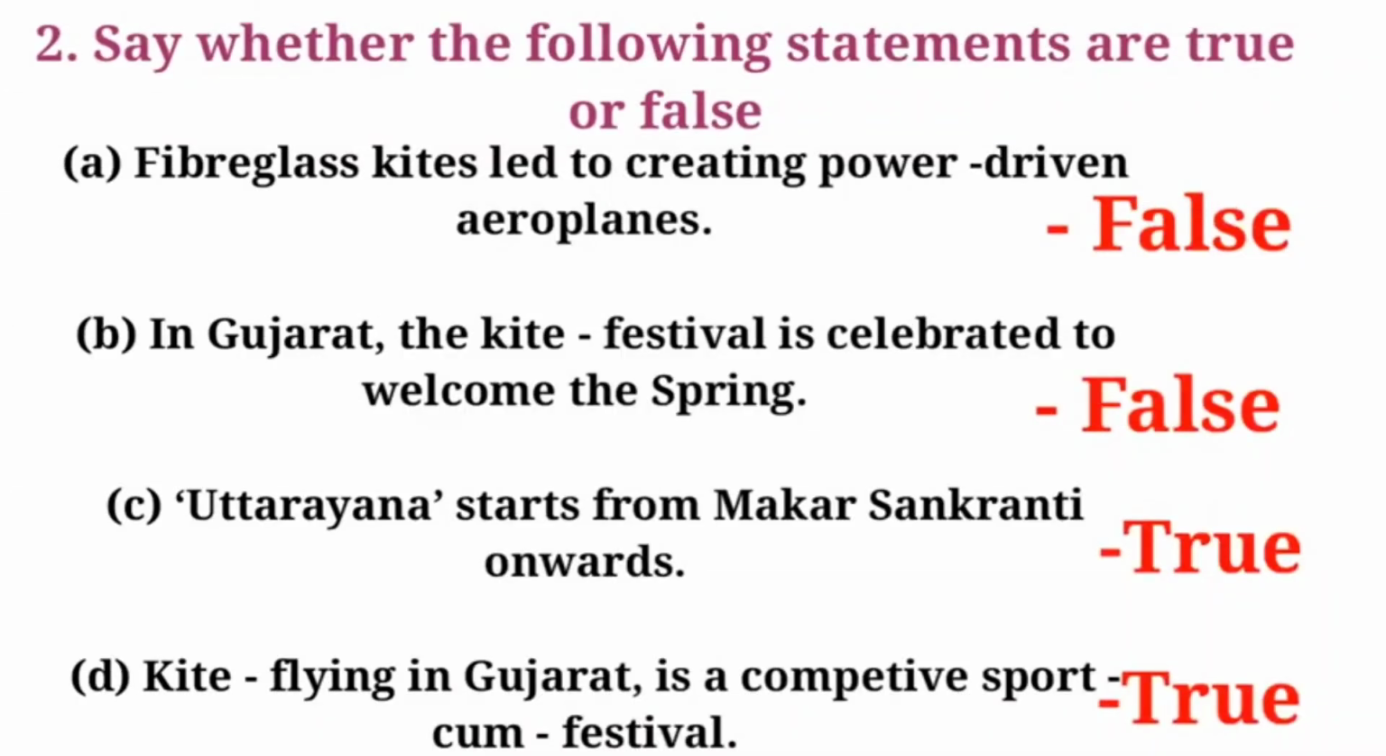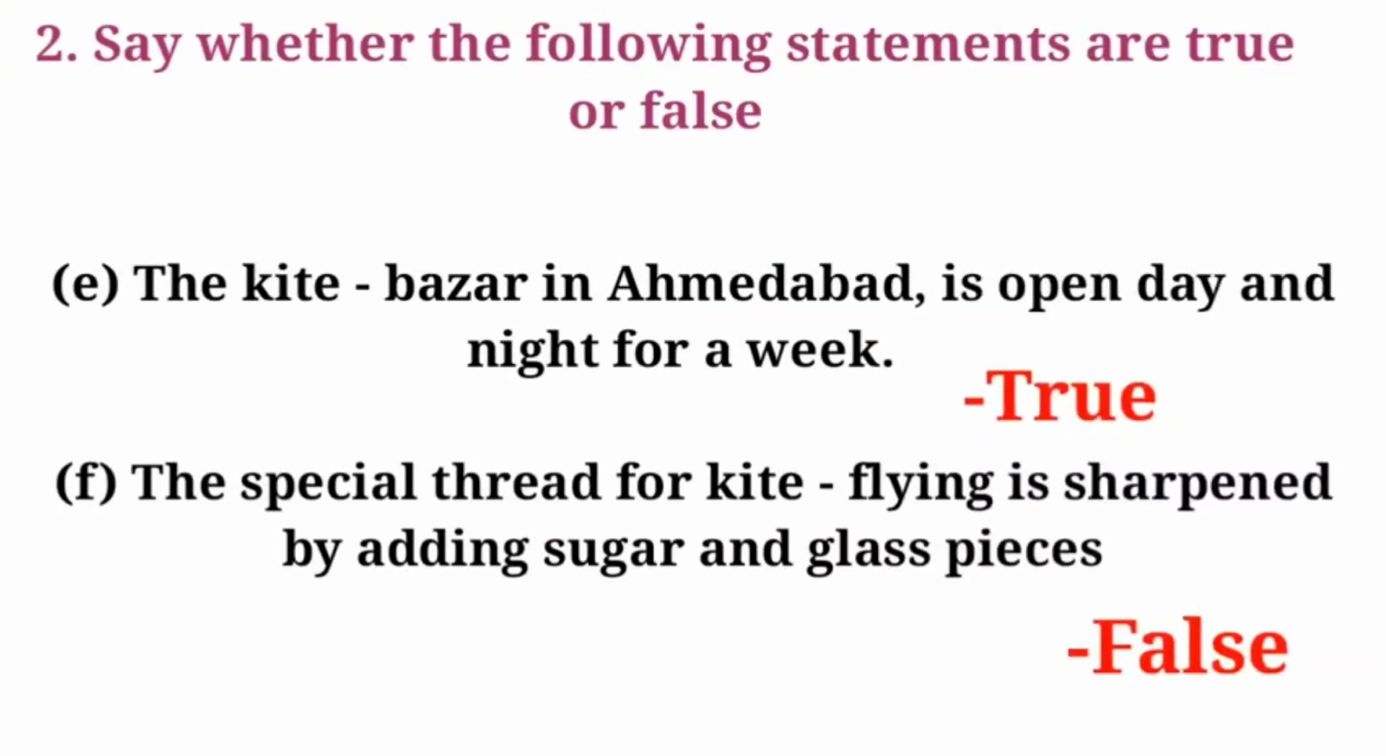Next is say whether the following statements are true or false. Fibreglass kites led to creating power-driven aeroplanes. False. In Gujarat, the festival is celebrated to welcome the spring. False. Uttarayan starts from Makar Sankranti onwards. True. Kite flying in Gujarat is a competitive sport cum festival. That is true. The Kite Bazaar in Ahmedabad is open day and night for a week. True. The special thread for kite flying is sharpened by adding sugar and glass pieces. False.